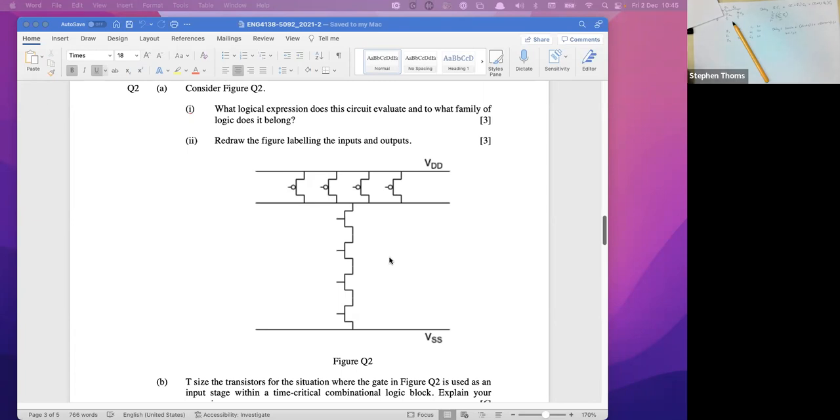And you want to label all this. So to label this, you'd put your input A, B, C, D here, and the output Z there.